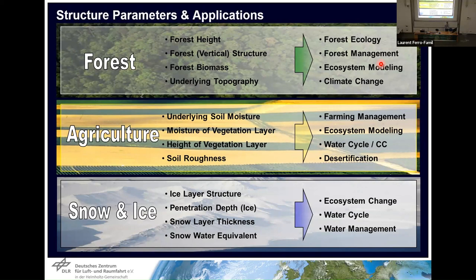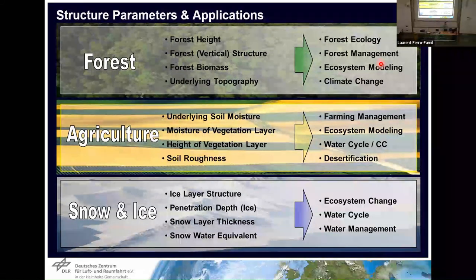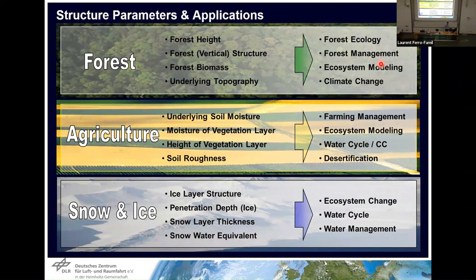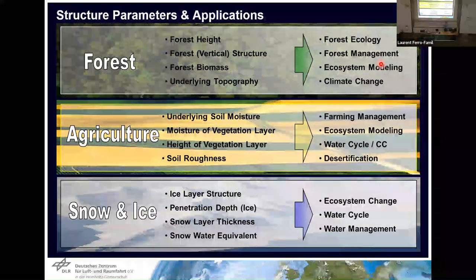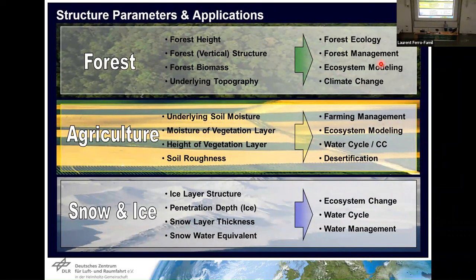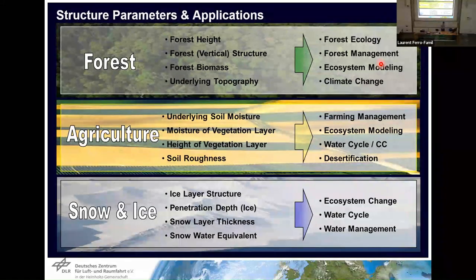So campaigns and data acquisitions of ice in Pol-InSAR configurations are very recent, but it's clear that they can contribute. It's somewhat symmetric to the forest in terms of, for instance, the vertical structure. Here we speak about ice structure. Of course, a product which is normally looked for is the penetration depth. So how much you penetrate, and people use it, for instance, to correct DEMs, but also for instance to get indications about density.